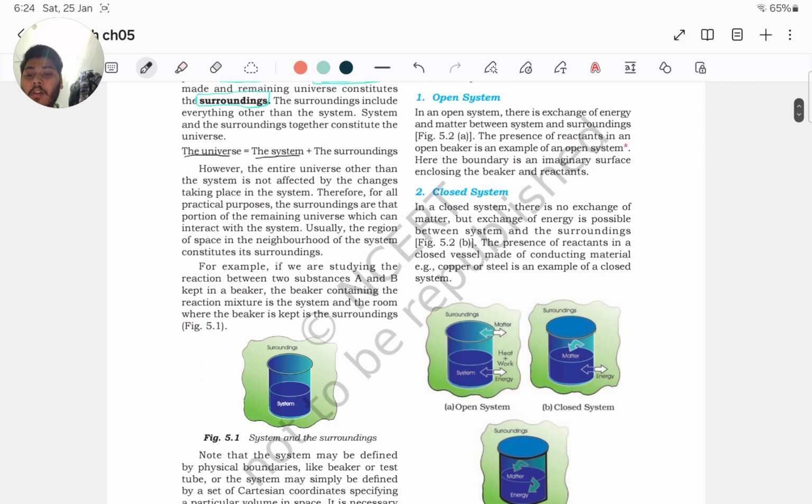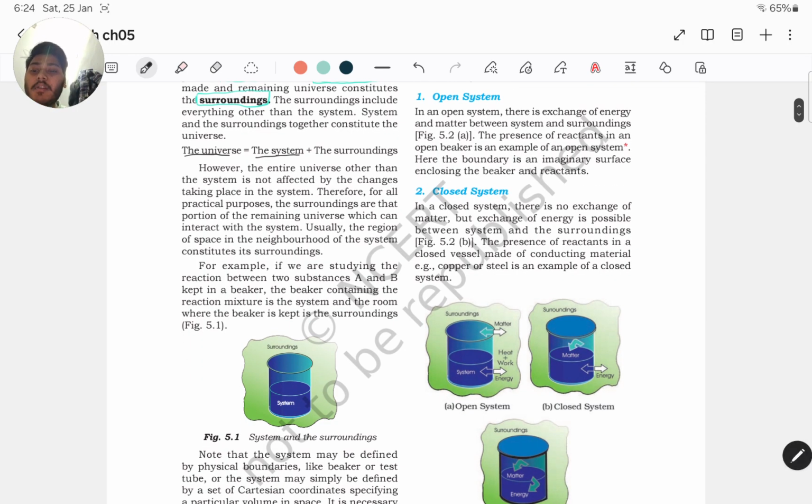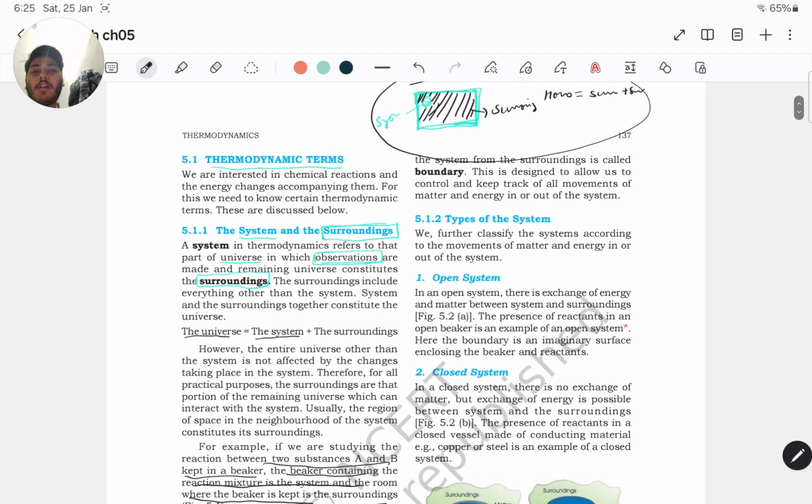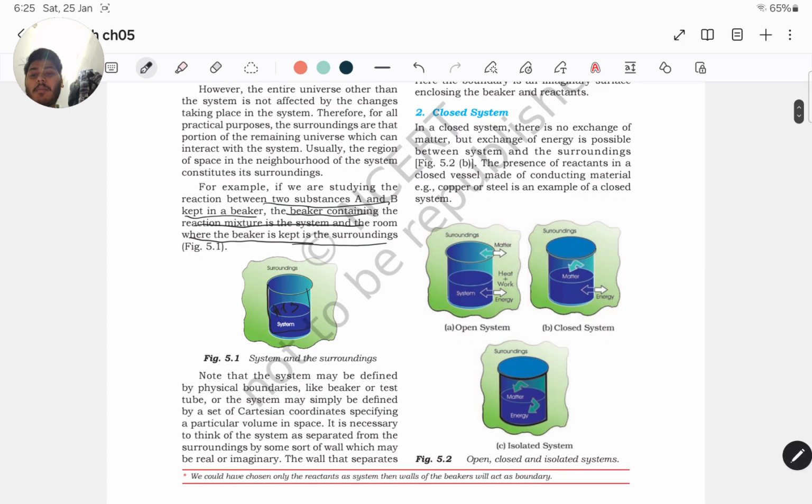the system. For example, if we are studying the reaction between two substances A and B kept in a beaker, so there is a beaker, A is there and B is there. The beaker containing the reaction mixture is the system, and the room where the beaker is kept is the surrounding. The same thing that I explained in that example is mentioned here.